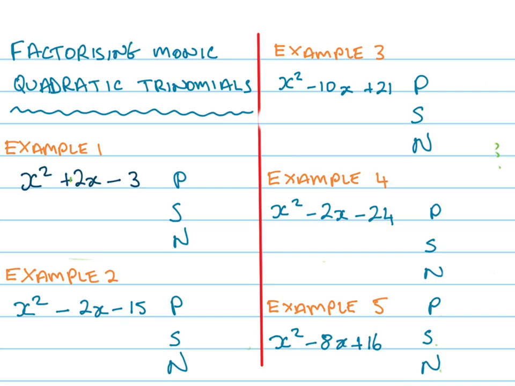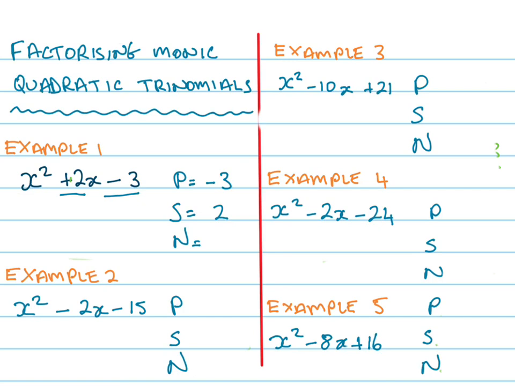Look at the previous video if you need to, but by now we should know that the product is simply the constant term, so it's minus 3, or negative 3 I should say. The sum is the coefficient of the middle term, so positive 2. And I'm looking for factors of 3 or negative 3 that add to 2.